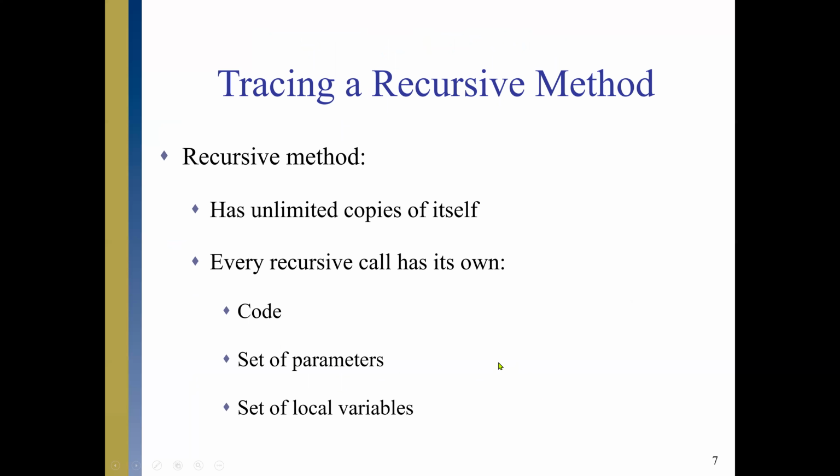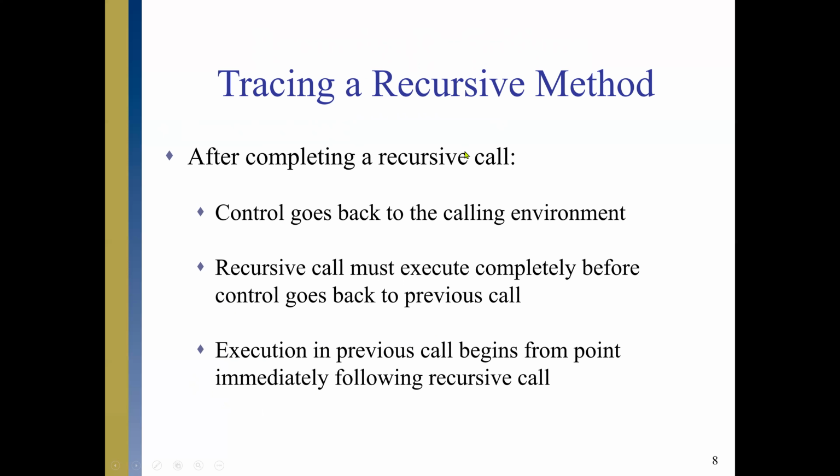So a recursive method can have unlimited copy of itself. It depends on the problem. And also every recursive call has its own code, set of parameters, and also set of local variables. Now, after completing a recursive call, the control will go back to the calling environment. Also, the recursive call must execute completely before control goes back to the previous call. And again, we're going to see an example soon. Normally, the executions in the previous call begins from the point immediately following the recursive call.